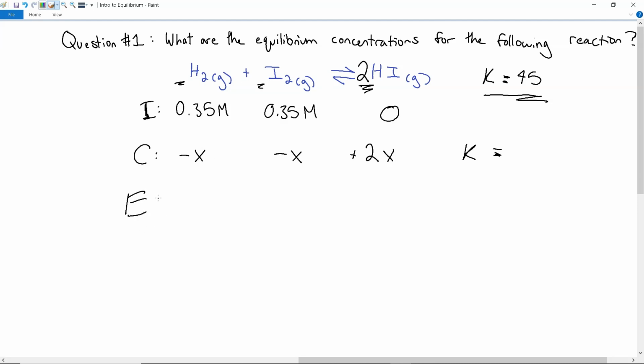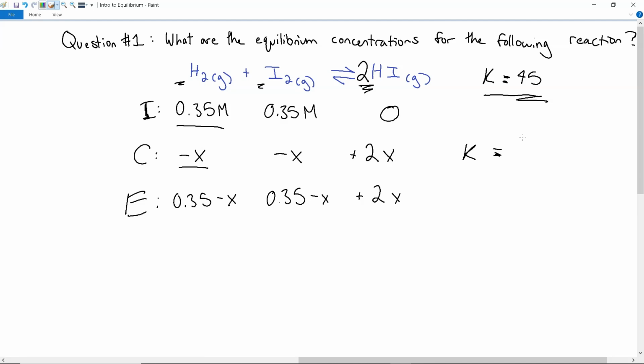So if I want to represent my final values or my equilibrium values, I can just take my initial value and connect it to my change. So we have 0.35 minus x, and here we're going to have just our 2x. So now we can set up our equilibrium equation, or our K equation.